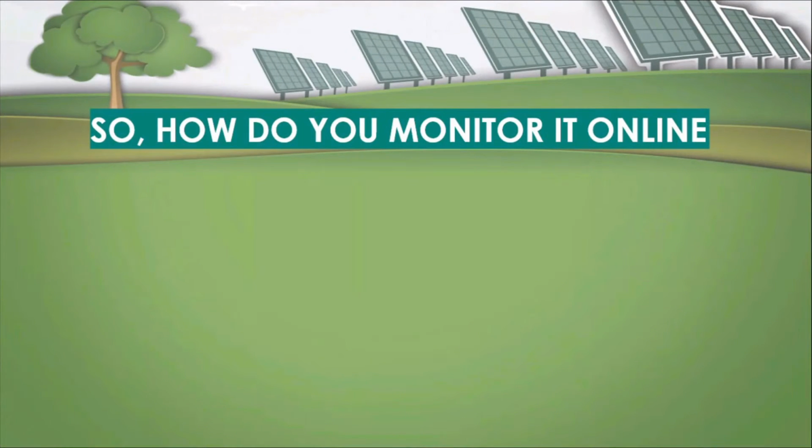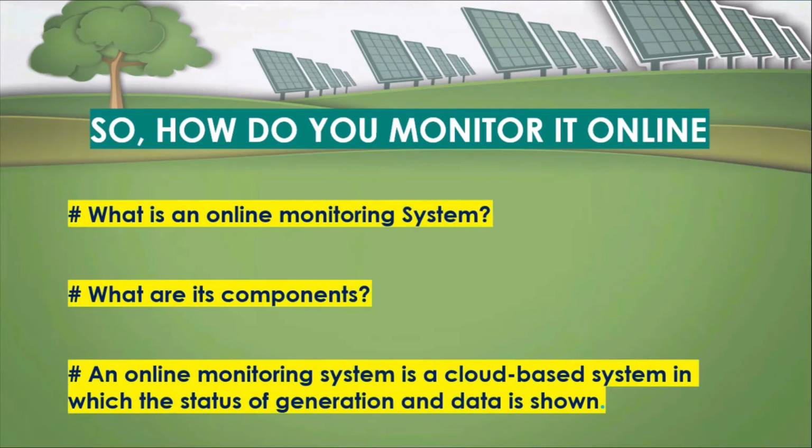So the next question is, how do you monitor it online? What is an online monitoring system? What are its components? An online monitoring system is a cloud-based system in which the status of generation and data is shown on a real-time basis so that we can check the working of the solar power plant in real time.